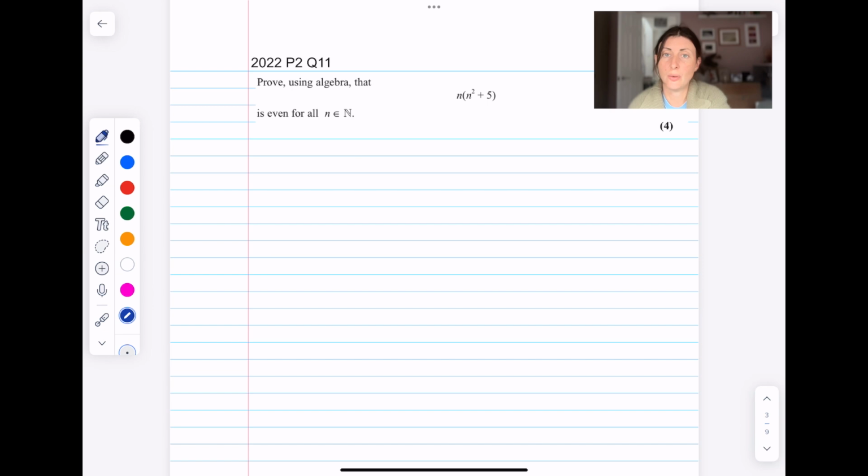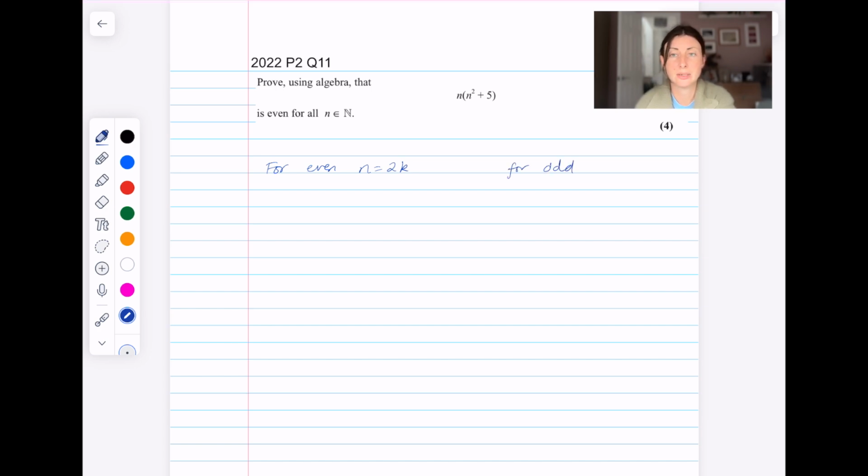Next question is from paper 2, quite late in the paper, question 11, and this is a year 1 specification question. Prove that this is even for all natural numbers. And so natural numbers are your positive integers. They are formed of your even numbers and your odd numbers. So those are the numbers we need to check. We need to check your 2k's and your 2k's plus 1.